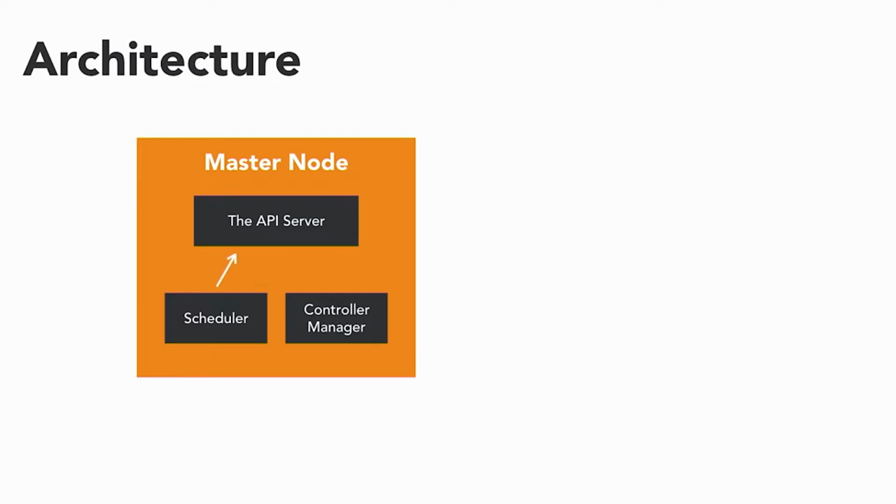Next up, we have the scheduler. The scheduler watches created pods who do not have a node assigned yet and assigns the pod to run on a specific node. The controller manager runs controllers. These are background threads that run tasks in a cluster. The controller actually has a bunch of different roles, but that's all compiled into a single binary.